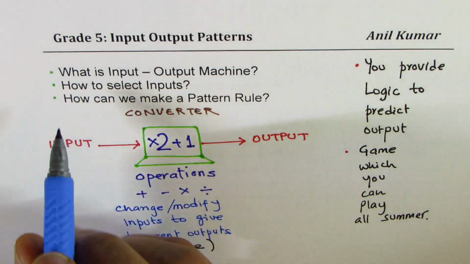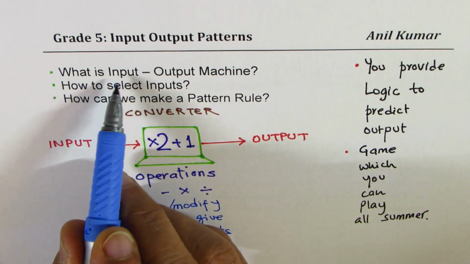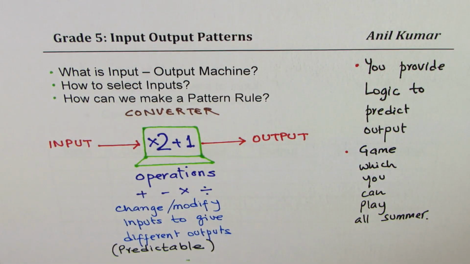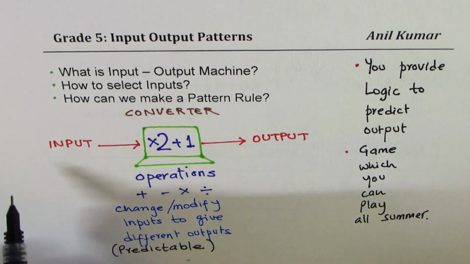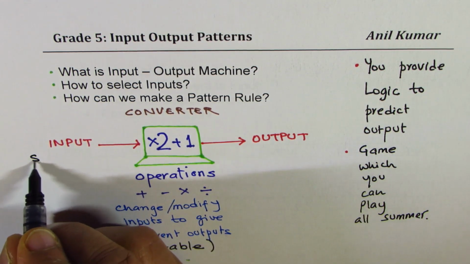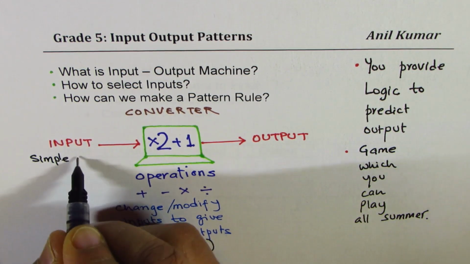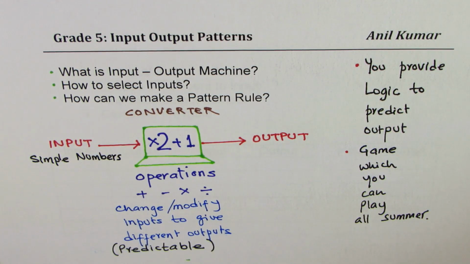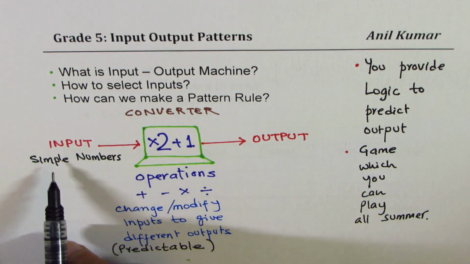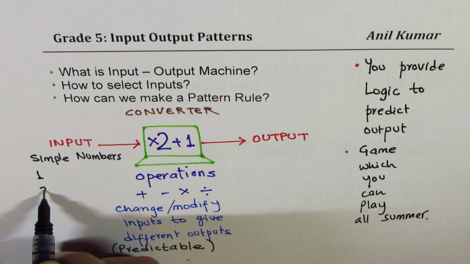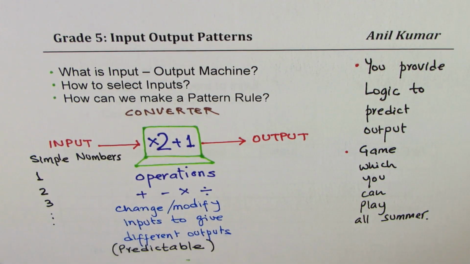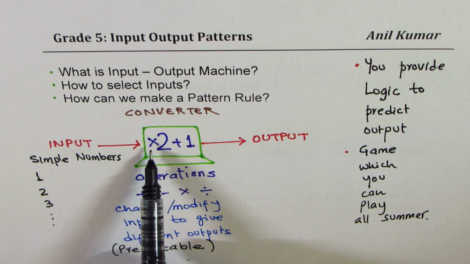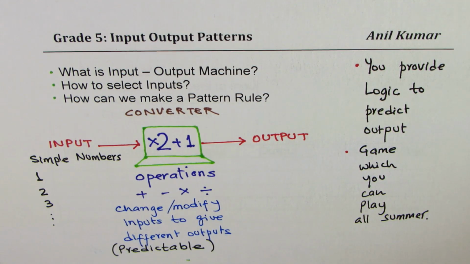Let's get back to our series. We now understand what is input-output machine. Now let us see how to select inputs. To select inputs, we should take simple numbers. The idea is to understand the concept, right? Do not complicate. Let's take numbers like 1, 2, 3 and so on, correct? Now let us see what happens when this number 1 goes through my machine. So let's see one by one. What happens?